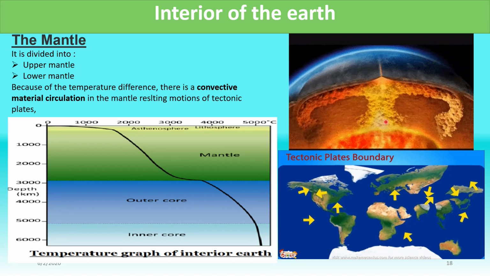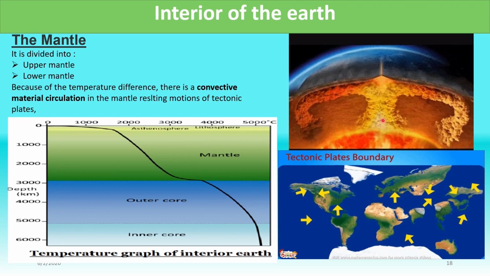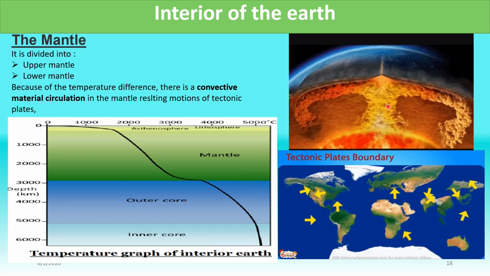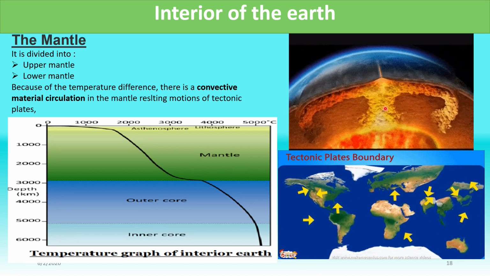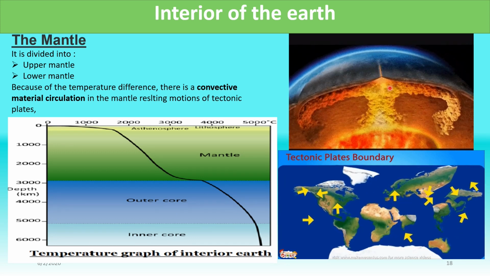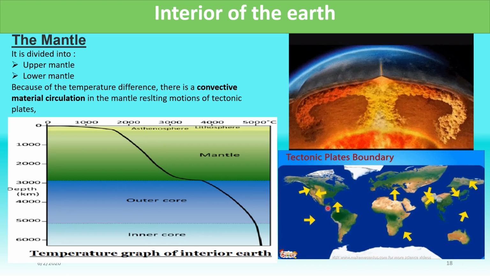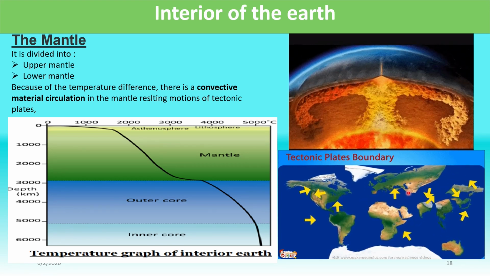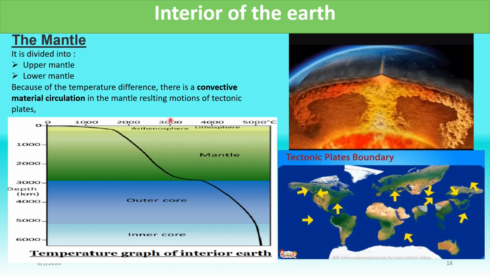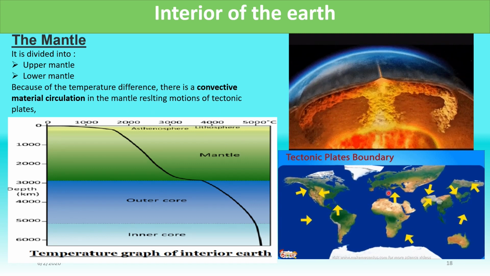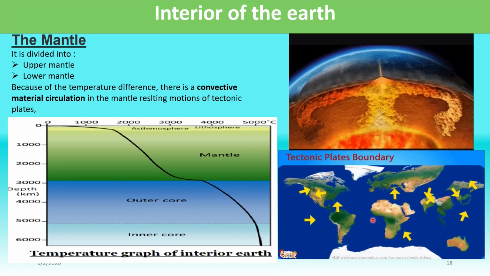Because of the temperature difference, there is convective material circulation. Here in this particular diagram, you can see the convection currents forming, and above that, the continental crust or oceanic crust moves. On the map, the movement of the sea floors and the continents is shown, resulting in motion of the tectonic plates. This convectional current results in the movement of the tectonic plates.